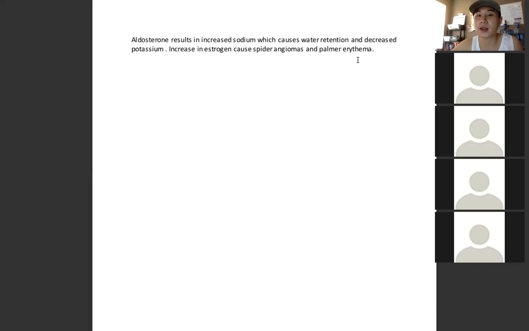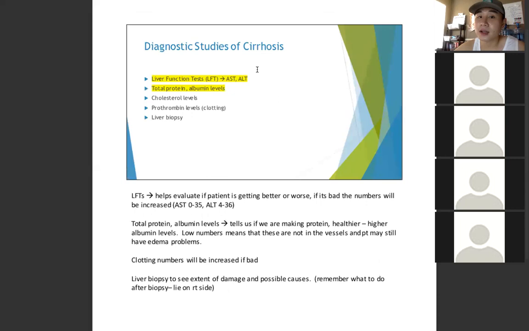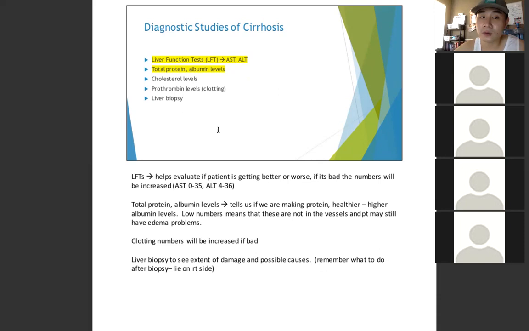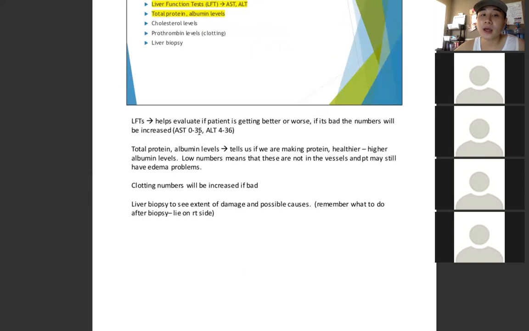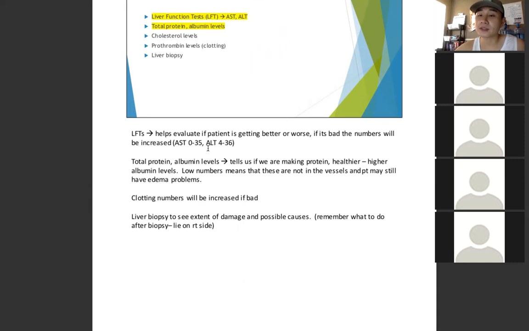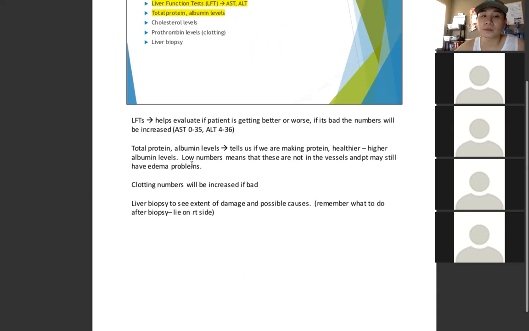All right. Next, we have diagnostic study of cirrhosis. Again, anything wrong with the liver, we do the liver function test, and these are the AST and ALT levels. We also check the total protein and albumin levels. We check the cholesterol level, prothrombin level, the clotting factors, and we do a liver biopsy to see if the patient has cirrhosis or not. LFT helps evaluate if the patient is getting better or worse. If it's bad, the number will be increased. So the higher the number of AST and ALT, the worse the cirrhosis stage is. This is the normal range. I don't think we really need to know that.